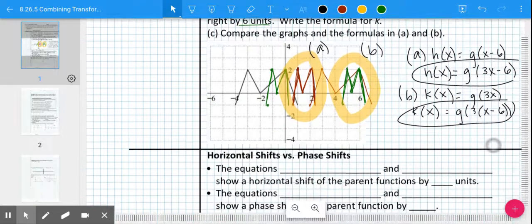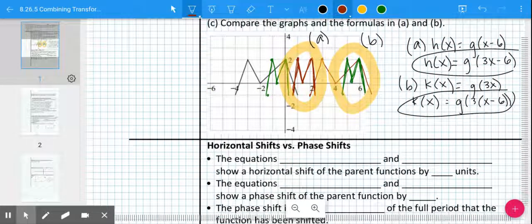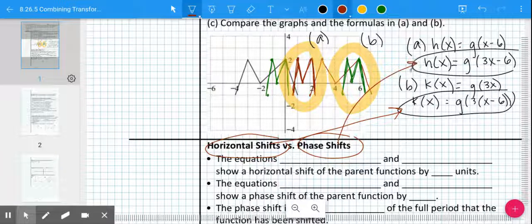So let's talk about the difference of horizontal shifts, which is what we see here when it's factored out in part B, versus phase shifts, which is what we see up here when it is not factored out in part A. So let's go through some notes here for this.